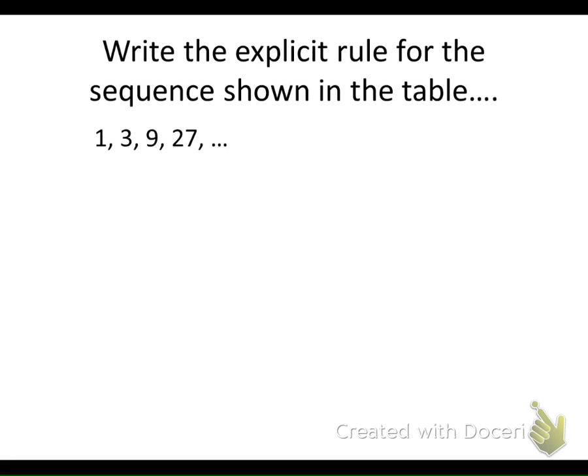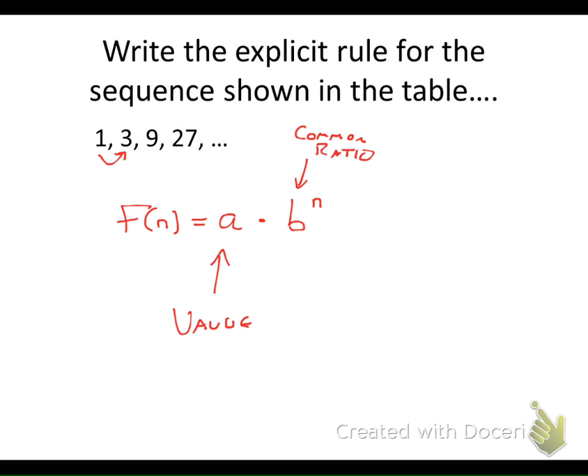Okay? Now, let's do a practice. Write the explicit rule for the sequence shown in the table. Well, let me write my general form first. f of n equals a times b to the n, and we know that b is going to be our common ratio, and a is going to be the value before the first term, okay?